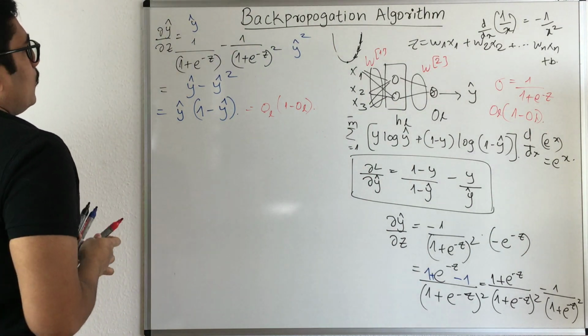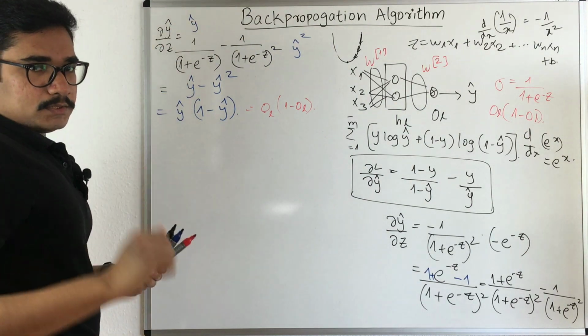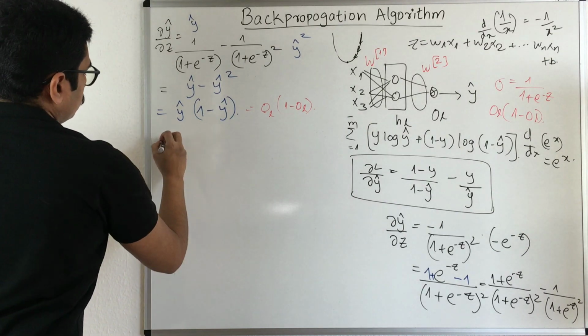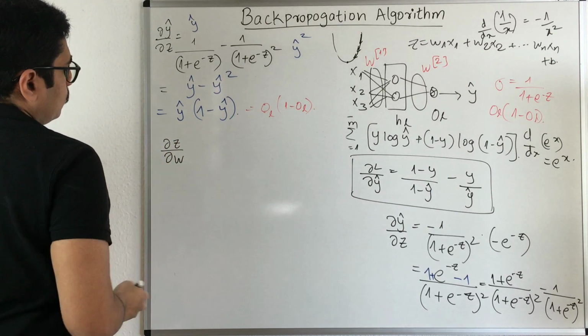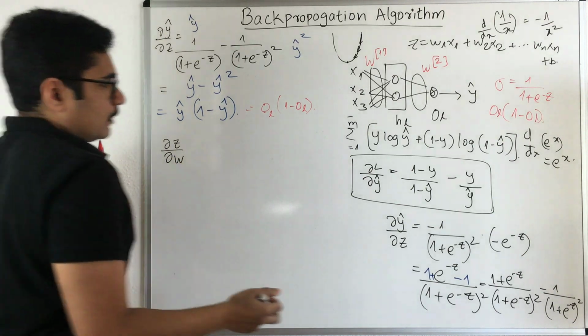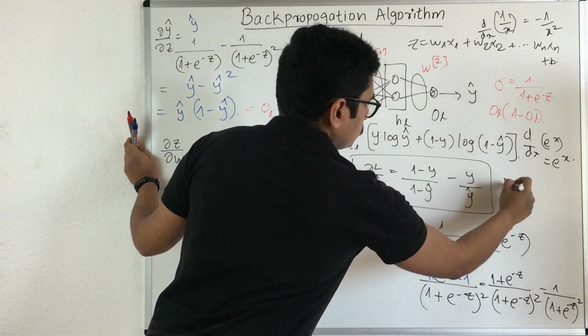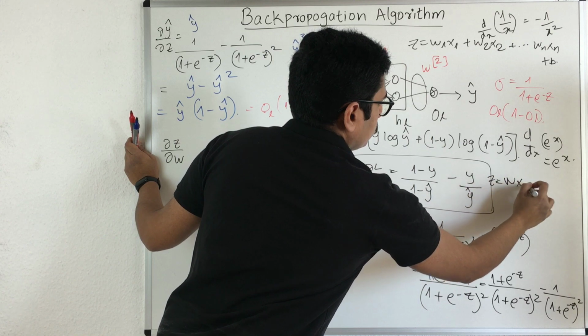So now you have the two terms from the chain rule. Now we have to take one more, that is our final ∂z by ∂w. So ∂z by ∂w is nothing but your z is wx plus b.